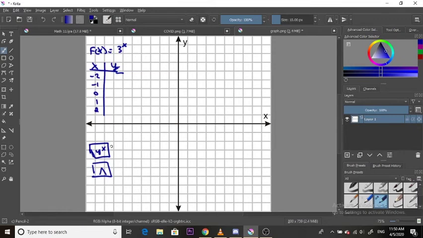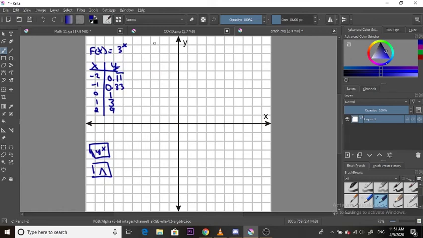So, let's take the first one. So, 3 to the exponent of bracket negative 2 is going to give me 0.11 repeating. The next one, 3 to the exponent of negative 1, is going to give me 0.33 repeating. Now, if you take this 0 and put it in the x, anything to the power of 0 is equal to 1. 3 to the power of 1 is going to be 3. And 3 to the power of 2 is going to be 9. So we filled in our table of values.